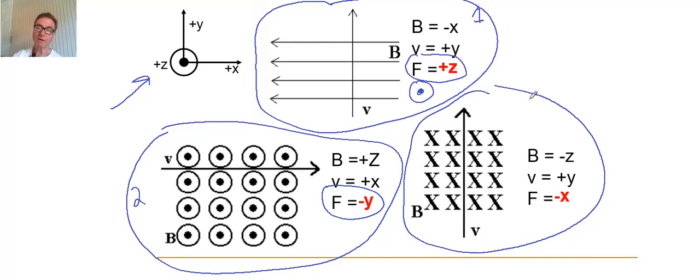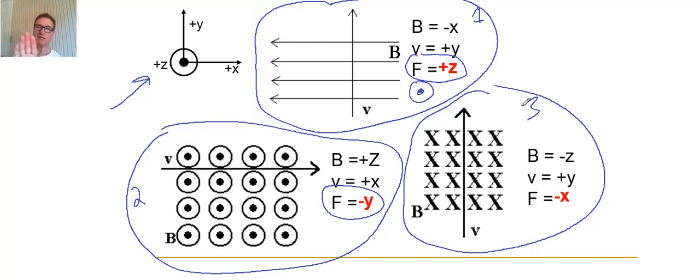Right? Let's do one more. Let's do number 3 over here on the lower right-hand side. All right? Velocity is going up. This will be easier on my hand. All right, so the velocity is going in the up direction. The magnetic field is going into the page in this case. All right, and so we want to find out the direction of the force again.